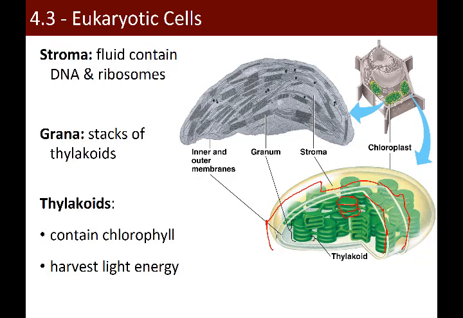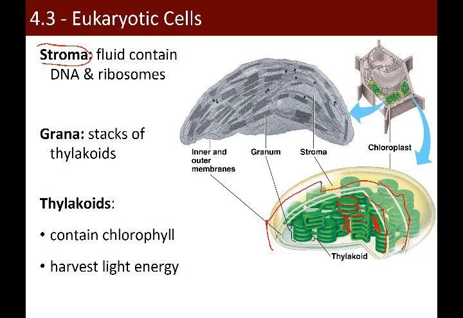And inside each one of these thylakoids, there's a separate membrane or separate fluid that is unique from the fluid that surrounds the stack itself, surrounds the grana. Okay. The fluid around the grana, where all of these thylakoids are stacked up, is known as the stroma. And the stroma also, like in the mitochondria, contains DNA and ribosomes. So our chloroplasts and our mitochondria both have their own independent DNA.